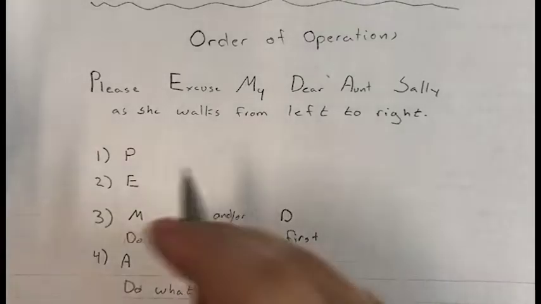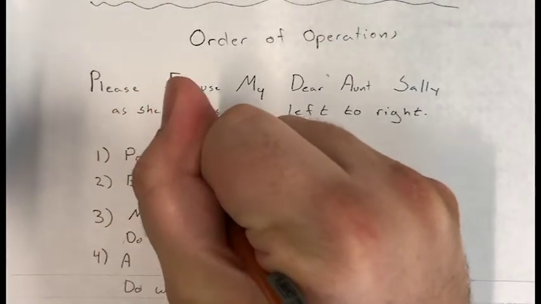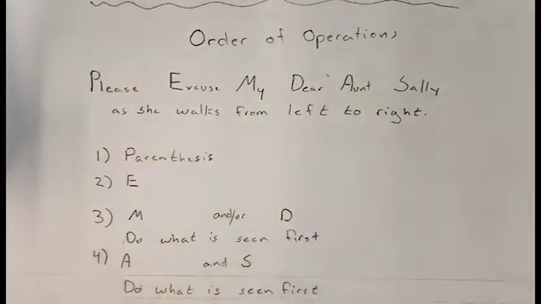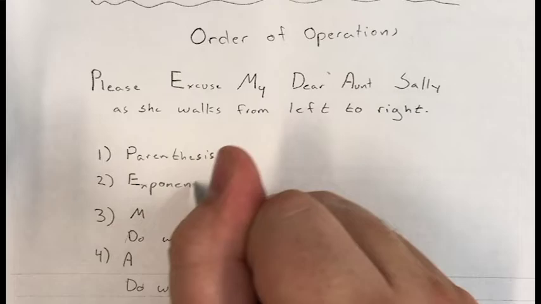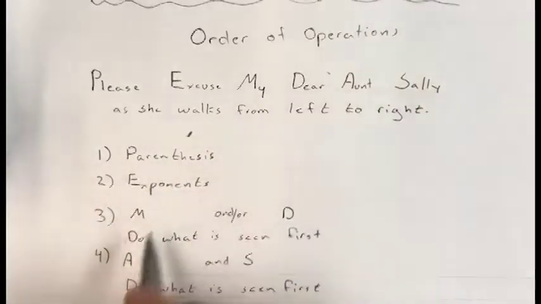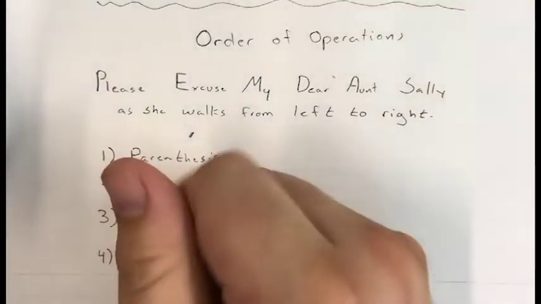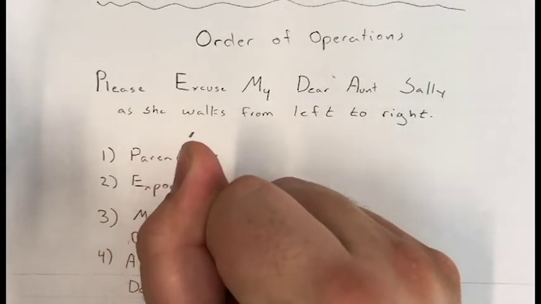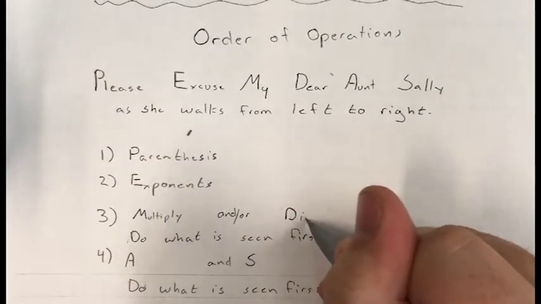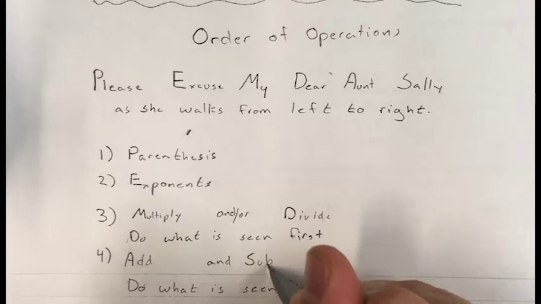The P represents parentheses. E stands for exponents. M represents multiplication. D is for divide. A is for add. And S is for subtract.